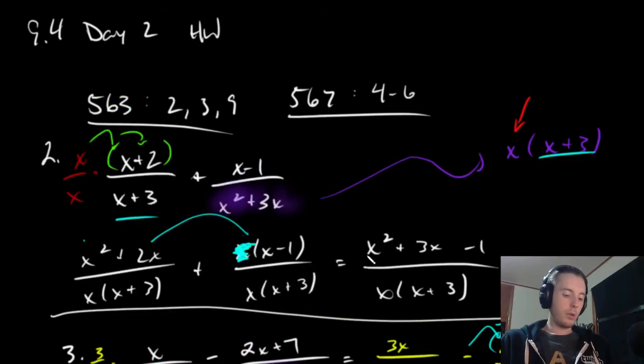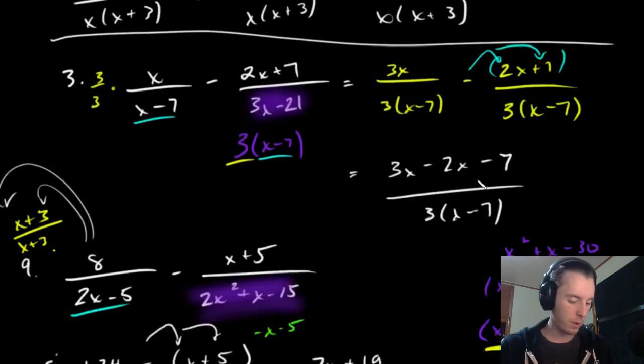Moving on to another page. This one over here, and we're doing 4 through 6. 4 through 6.